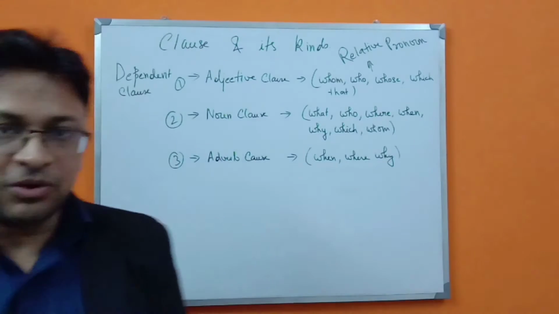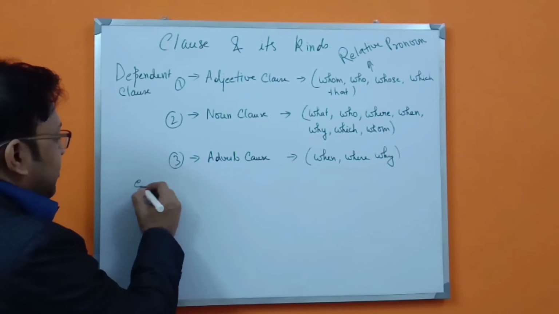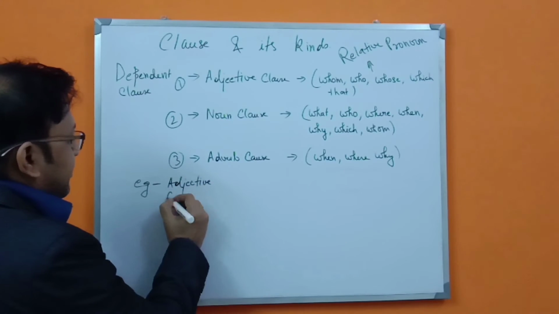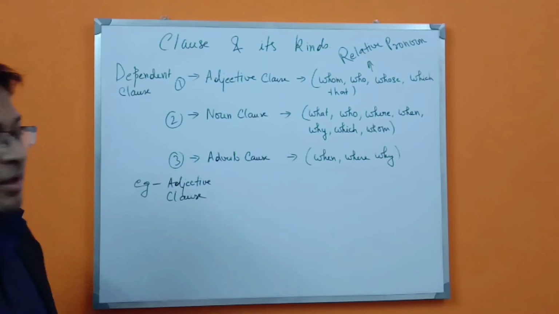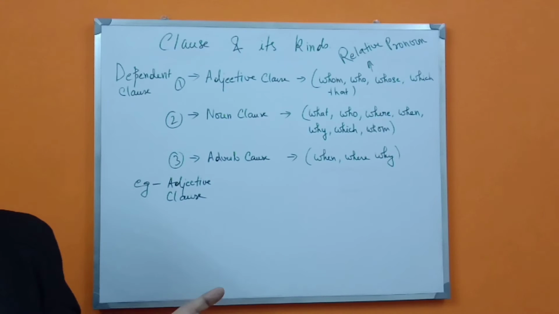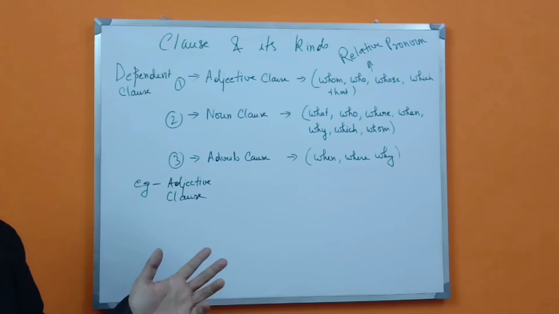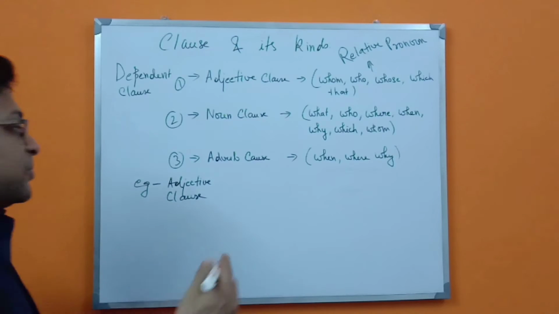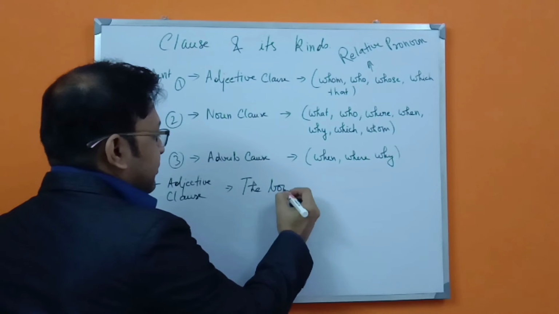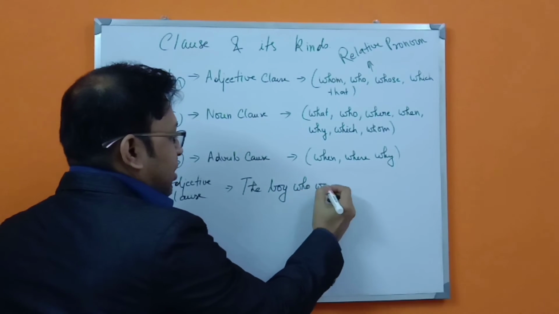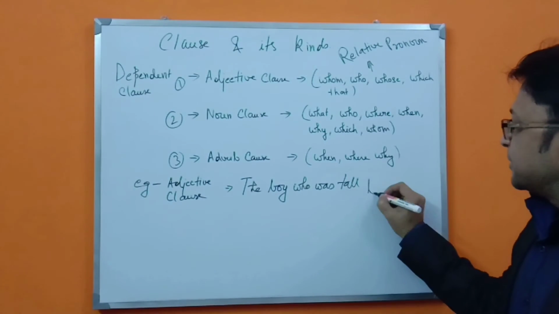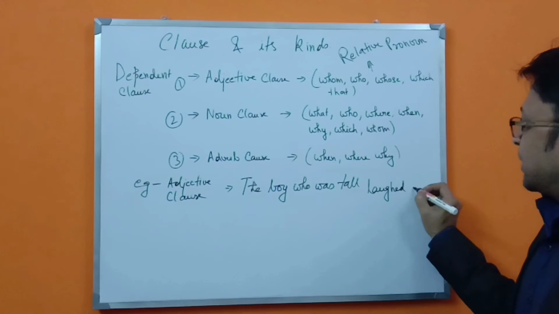Example of an adjective clause. For an adjective clause, I will be using a relative pronoun or a relative adverb, and after that I will make a complete sentence. Suppose, for example: the boy who was tall laughed at him.